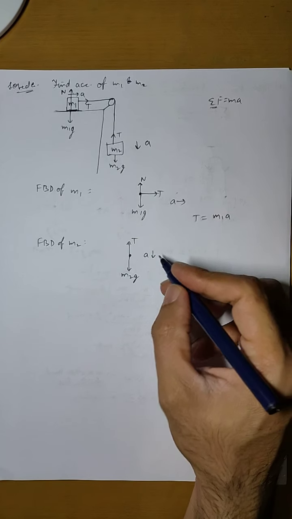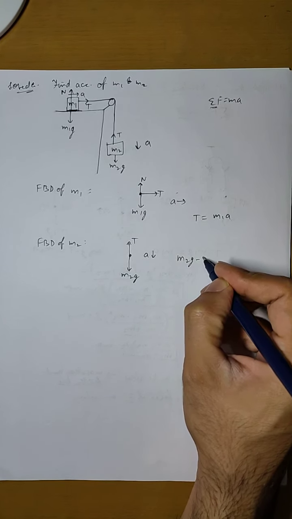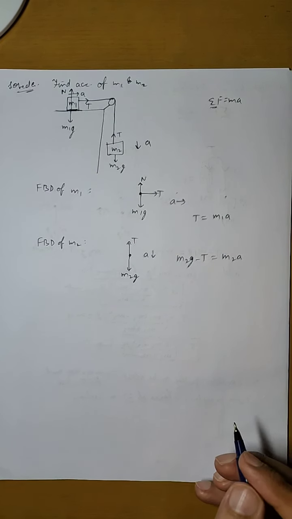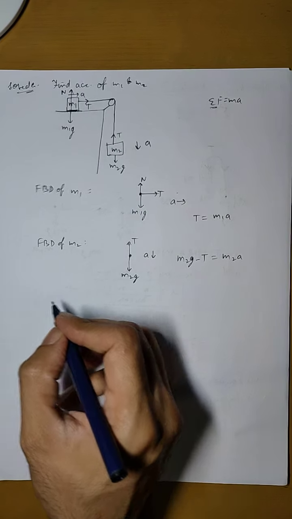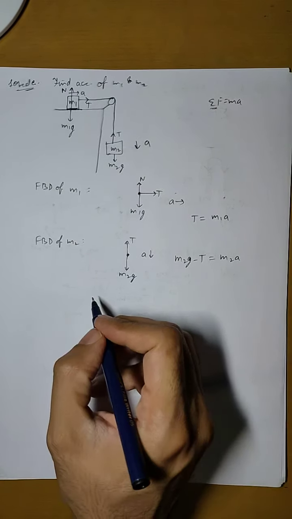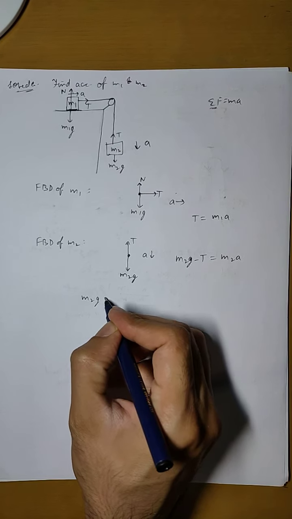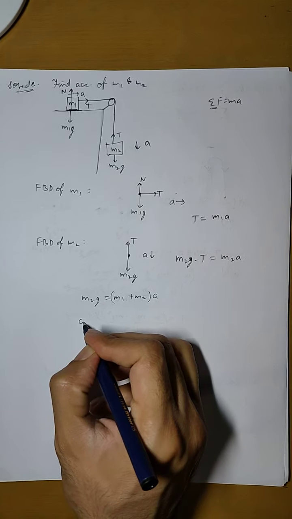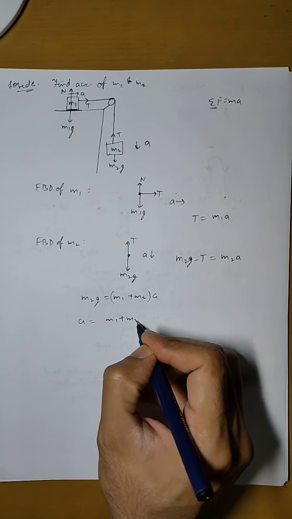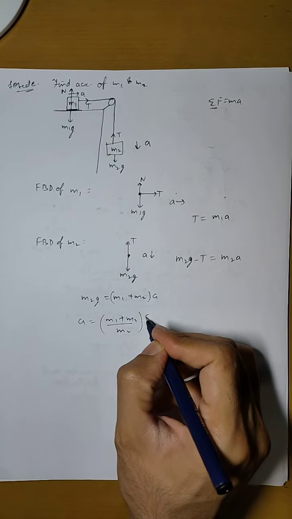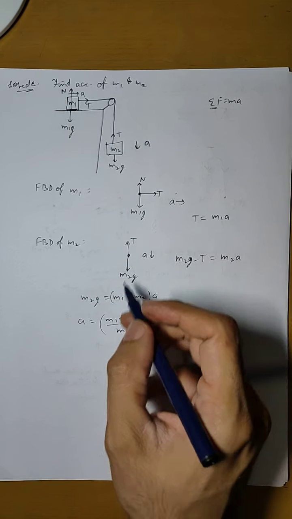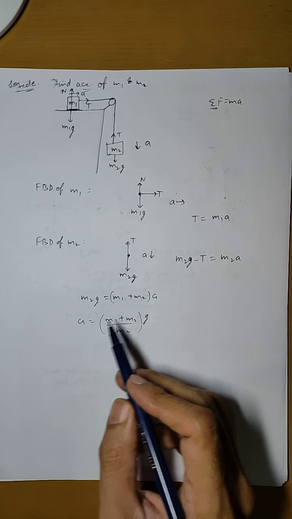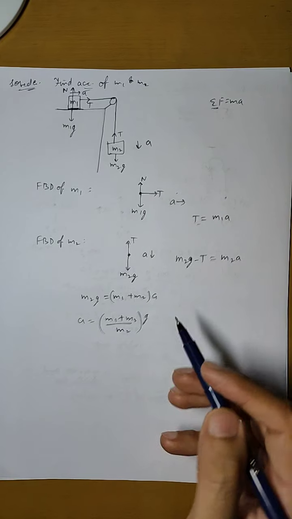Similarly for m2, it is moving in the downward direction, so it will be m2g minus T equals m2a. Now these are the two equations. If we solve them, we can simply add them, T will get cancelled out, and we will have m2g equals (m1 plus m2)a. So the value of acceleration will be (m2 upon m1 plus m2) into g. We have been asked only for acceleration, but if the tension is also asked, then we can put this value of acceleration in either of the equations and find the value of T.